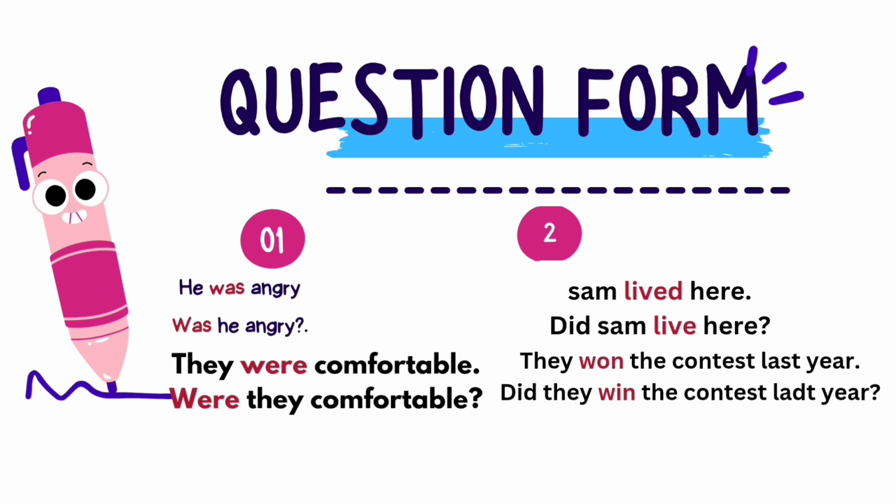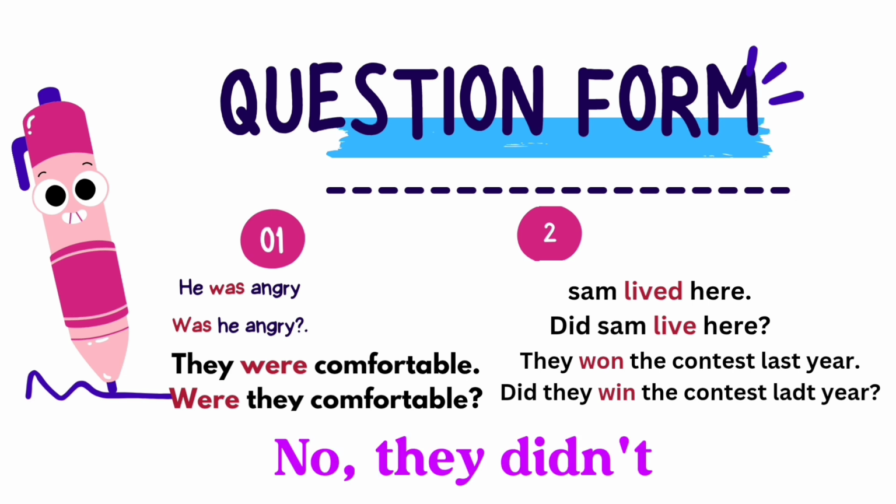They won the contest last year. The verb here is won. That's not a be verb. So again, we start the question with did, and then the subject, they. We use the base form of the verb, and that's win. Did they win the contest last year? You can say yes, they did, or no, they didn't.